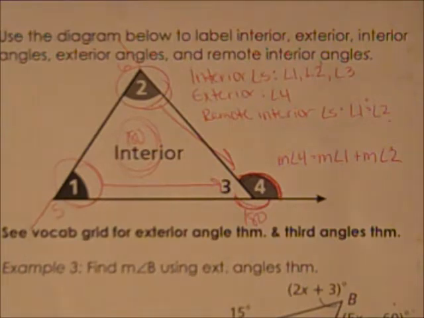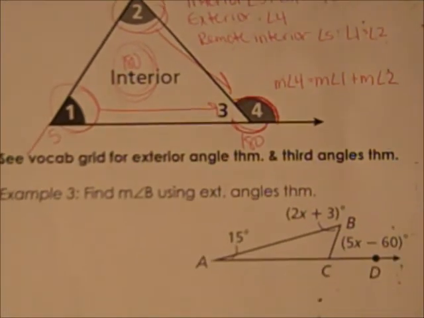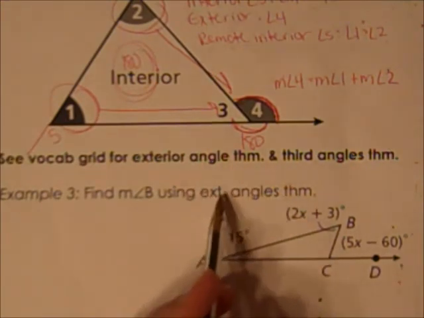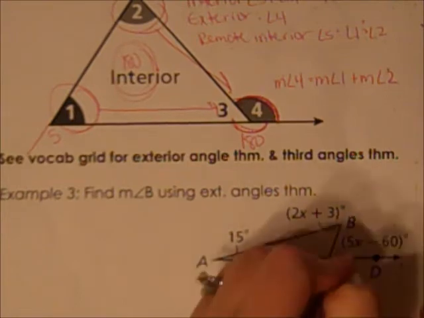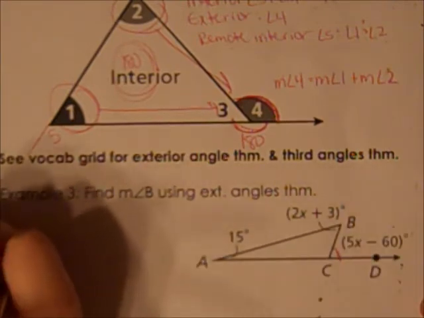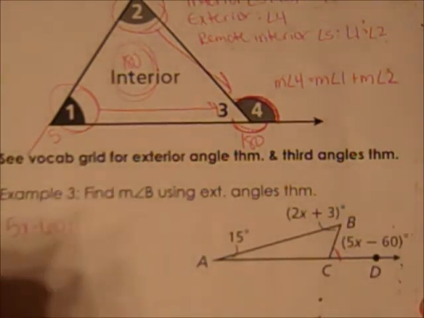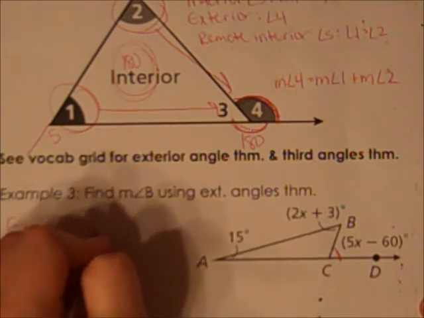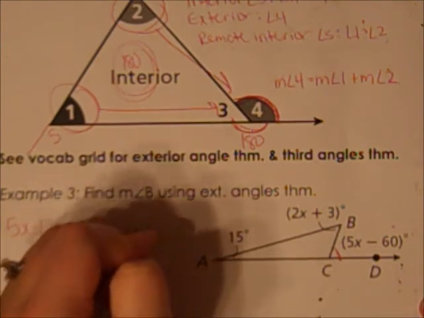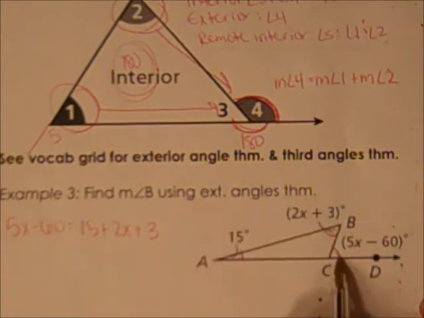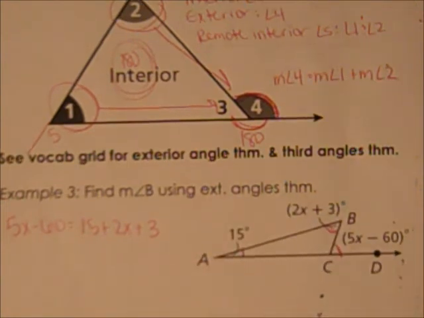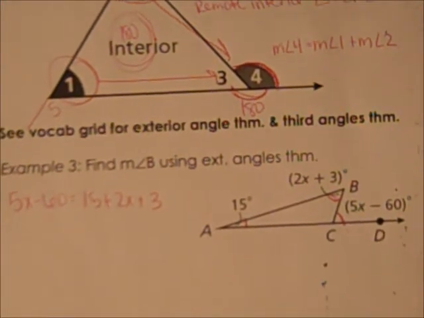Okay, so let's do the proof for this one right here, and then we'll talk about the third angles theorem. It tells you right here to use the exterior angles theorem to prove this, and we just learned that. That means the outside angle is equal to the two remote interior angles added together. Outside is equal to inside. This is like 4 is equal to 1 plus 2 in the previous problem. Once you get it set up, then it's just algebra from here.